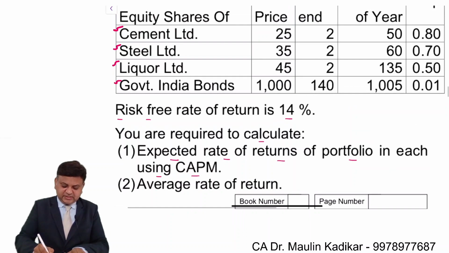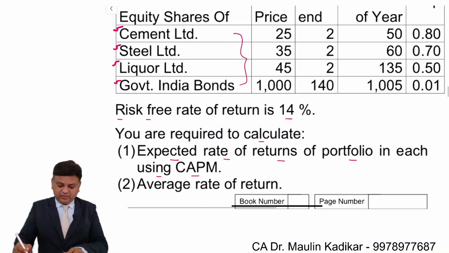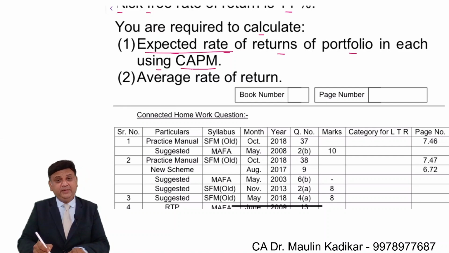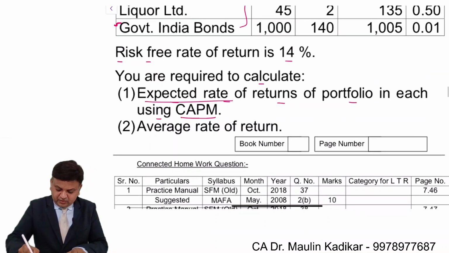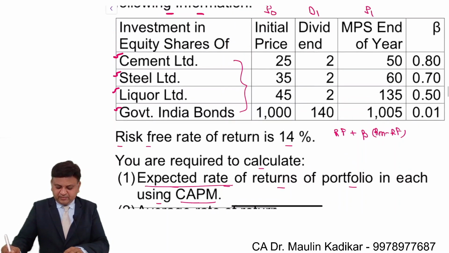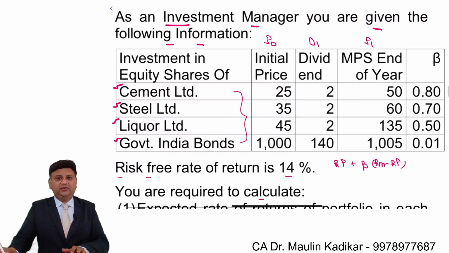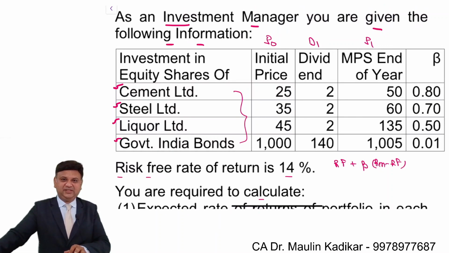So the question says that for each of the security, you are required to compute the expected rate of return using CAPM. It means that the required rate of return is required to be found, which will be found by applying the formula RF plus beta into RM minus RF. This is the formula which is required to be applied to compute expected rate of return of the portfolio in each using CAPM, or we can say that it is a kind of required rate of return. I request all of you to go through the question, please.